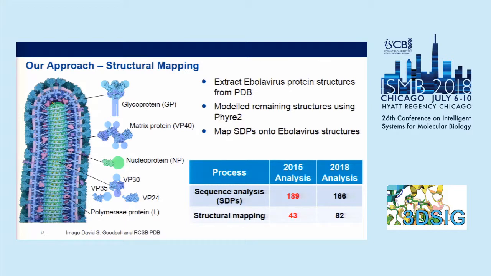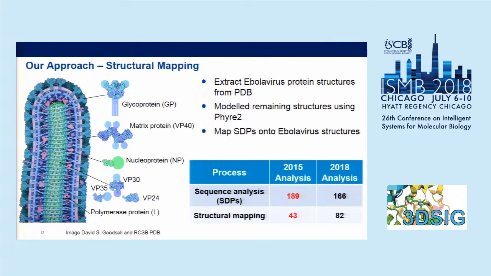Most of this increase in the number that we were able to map onto structure came from our ability to model L, which is the polymerase protein, but the actual functional regions of L are still very much ill-defined, and so what we can infer from these SDPs is very little. But we did manage to map SDPs to other proteins too.